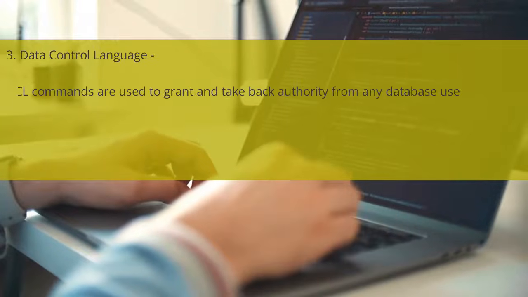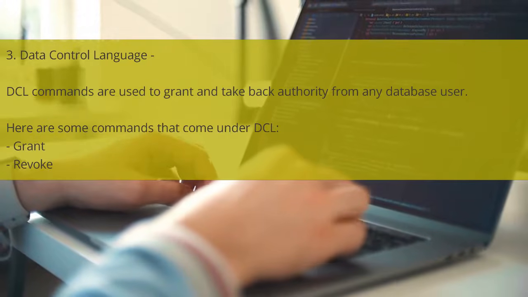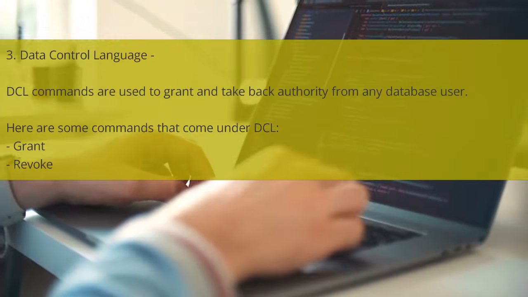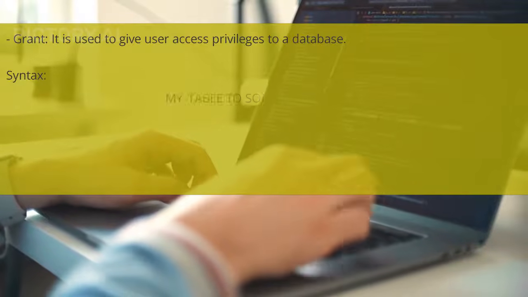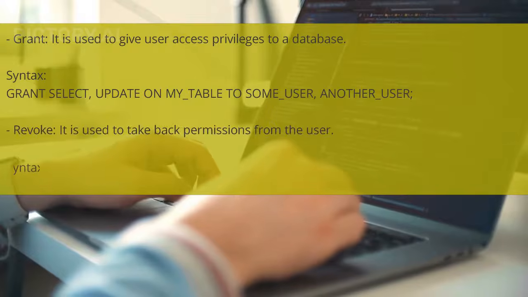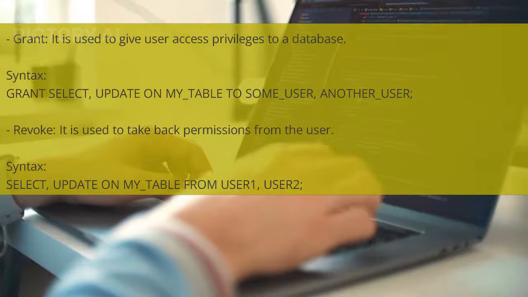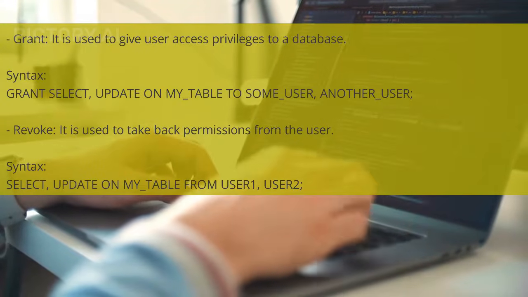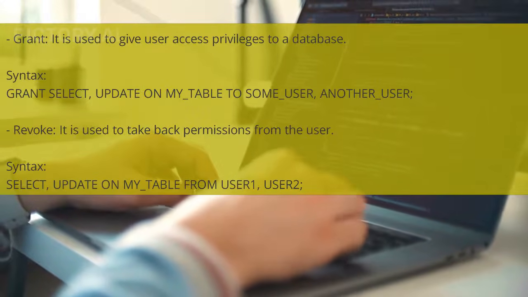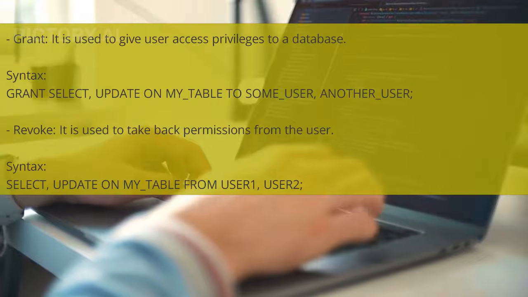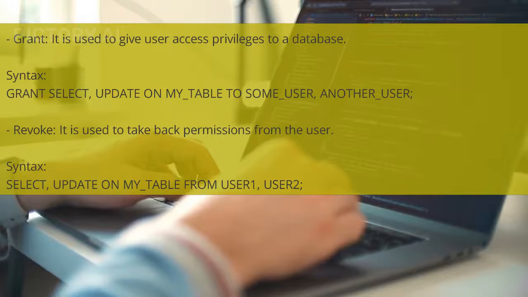3. Data Control Language, DCL. DCL commands are used to grant and take back authority from any database user. Here are some commands that come under DCL: grant, revoke. Grant. It is used to give user access privileges to a database. Syntax: grant select, update on my_table to some_user, another_user. Revoke. It is used to take back permissions from the user. Syntax: revoke select, update on my_table from USER1, USER2.